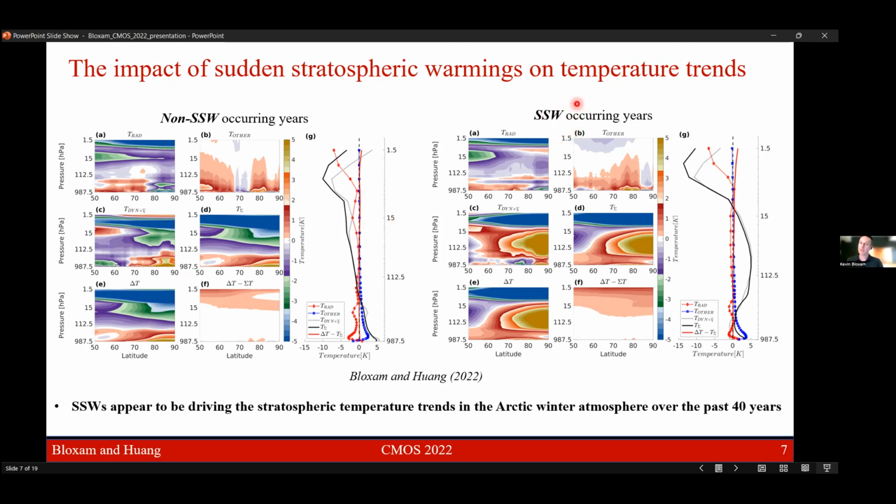But when we look at just the SSW-occurring years, that heating feature is there, although at a stronger magnitude, of course, because we are considering only those years. So it appears that SSWs are driving the stratospheric temperature trends in the Arctic winter atmosphere over the 1980 to 2019 period, the focus of this portion of the study.